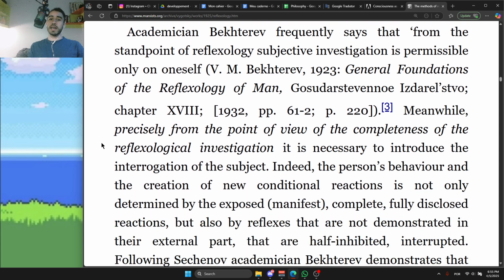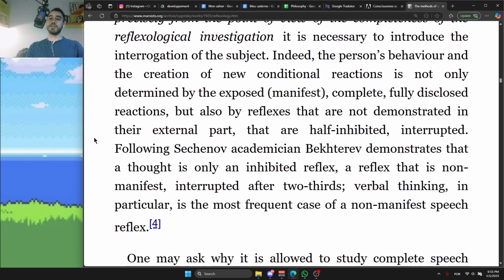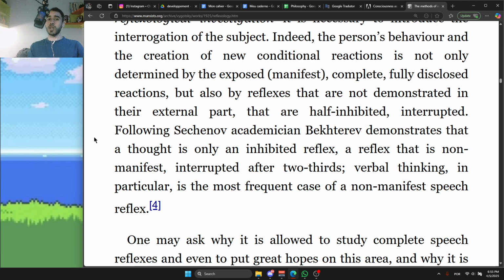Meanwhile, precisely from the point of view of the completeness of the reflexological investigation, it is necessary to introduce the interrogation of the subject. Indeed, the person's behavior and the creation of new conditional reactions is determined not only by the exposed, manifest, complete, fully disclosed reactions, but also by reflexes that are not demonstrated in their external part, that are half inhibited, interrupted.